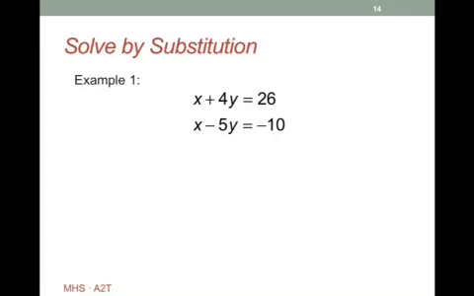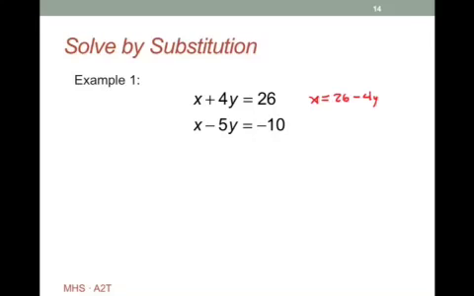This one we're going to solve by substitution. The key to solving by substitution is to look for an equation that has a single variable, ideally without a coefficient. So for example, the x plus 4y equals 26. That's a dead giveaway to use substitution because you're going to just solve for x. So if I solve that first equation for x, I'm going to get 26 minus 4y is equal to x.